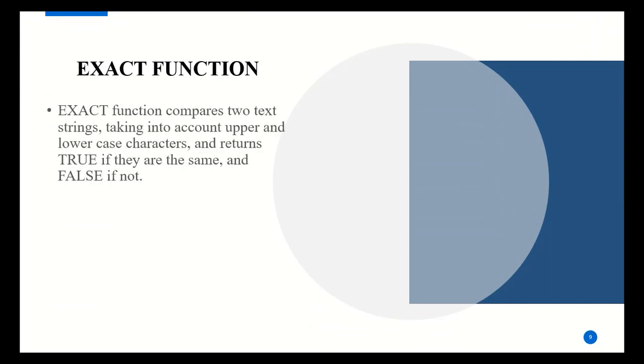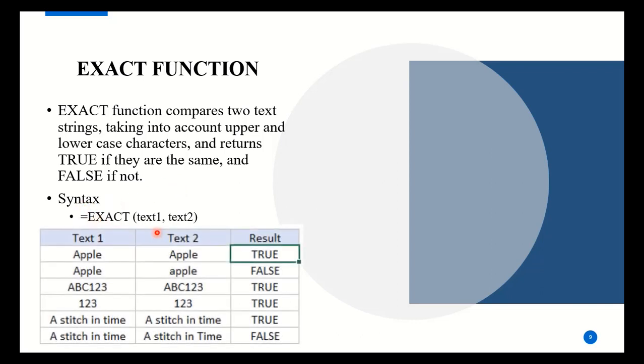Okay, everyone, the last function today is the EXACT function. So what is the EXACT function used for? The EXACT function compares two text strings, taking into account upper and lowercase characters, and returns TRUE if they are the same, and FALSE if not. You might not understand this one also. So take a look at the syntax first, and take a look at the example also. Look at this picture and then come back to read the description or the meaning of the EXACT function. I will explain for you.